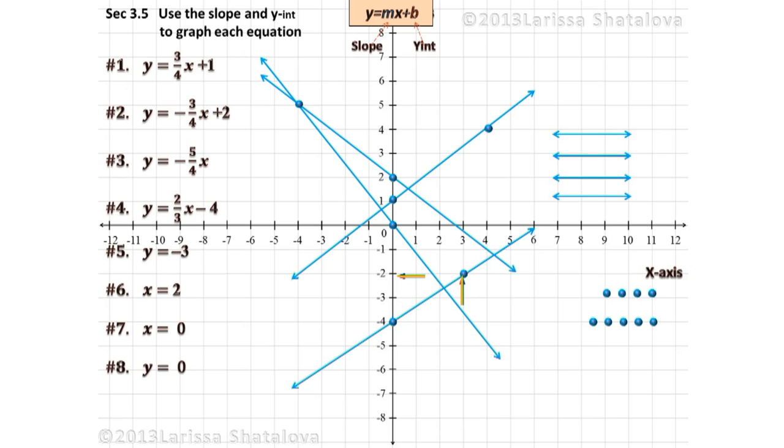Next, equation number 5. y equals negative 3. And we don't see slope. Slope is 0. So that tells us that this is just a horizontal line, because y equals negative 3. For all of these points on this line, y is negative 3.